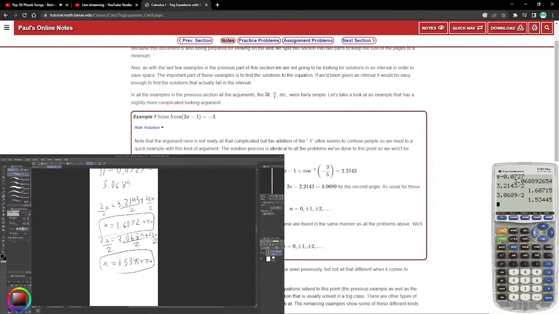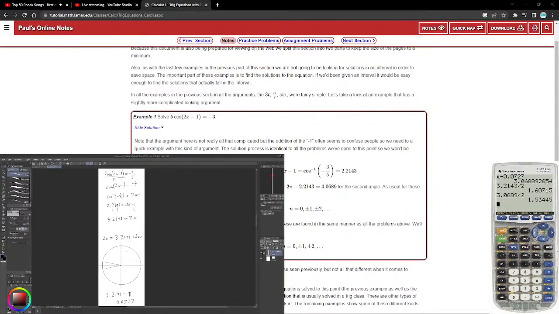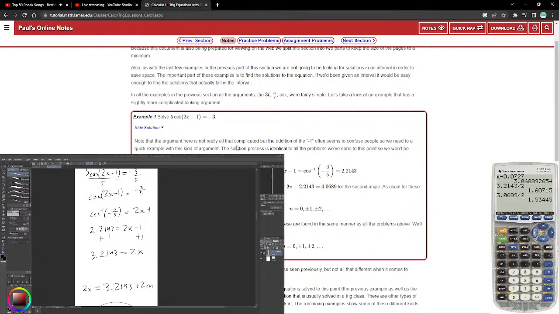Note that the argument here is not really all that complicated, but the addition of the -1 often seems to confuse people, so we need a quick example with this kind of argument. The solution process is identical to all the problems we've done to this point, so we won't be putting in much explanation. Here's a solution. So they got 2.2143 for the inverse. Set that equal to 2x minus 1. This angle is in the second quadrant.